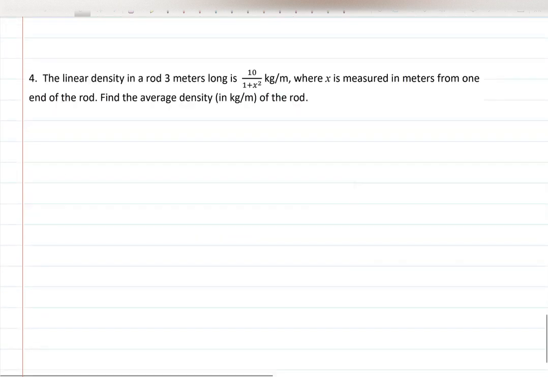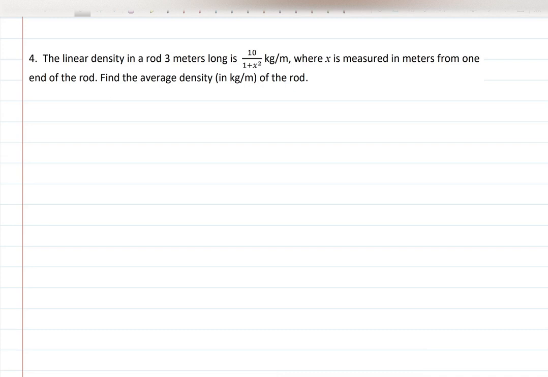Last example is hiding over here, number 4. And this one is an application in physics, and we're working with the linear density of the rod. Density, you know what it means, like how strong basically the rod is. Is it like a rubber or like a metal and so on.